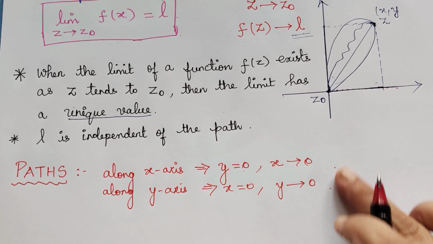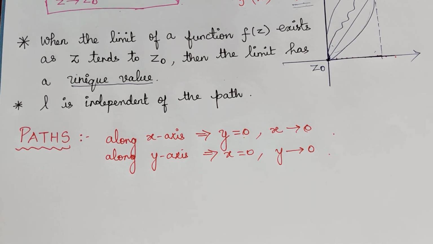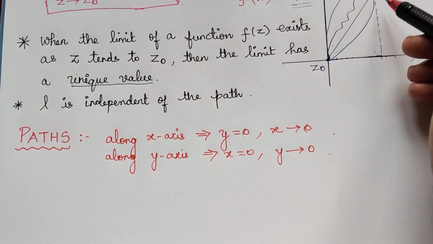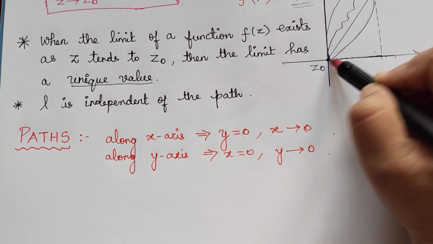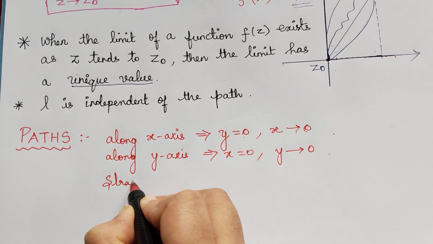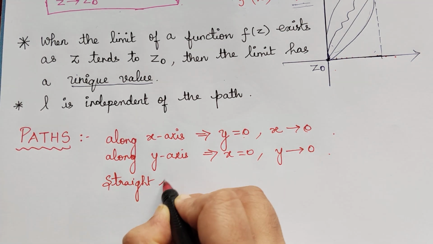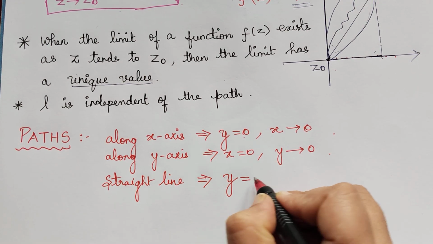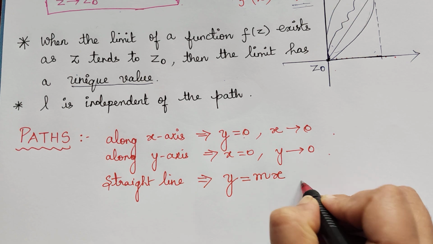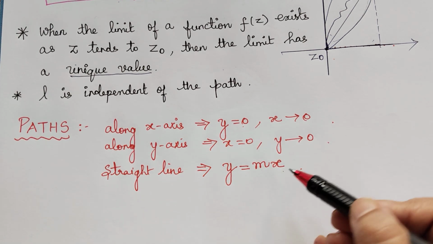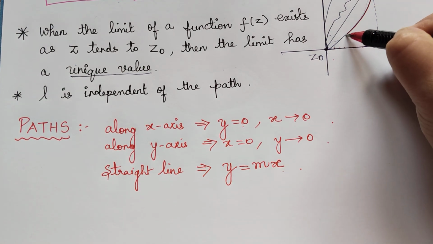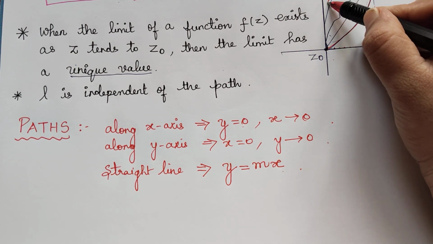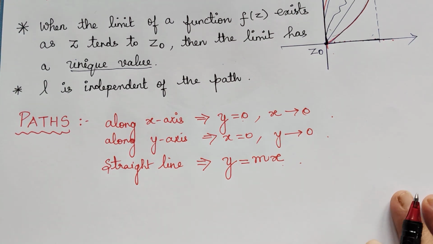You will understand this concept when we deal with the problems. And there can be different paths also. If it is not along the x-axis or y-axis, it can be a straight line. So, if the path is a straight line, what will be the equation? We know that the equation of a straight line is y is equal to mx. And if it is not a straight line, it can be a parabola. The parabola can be of this type or it can be of this type. So the equation of the parabola differs here.